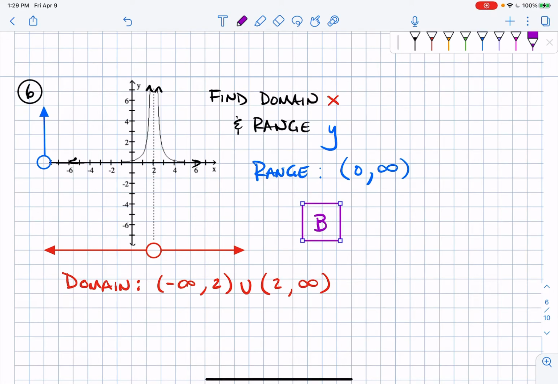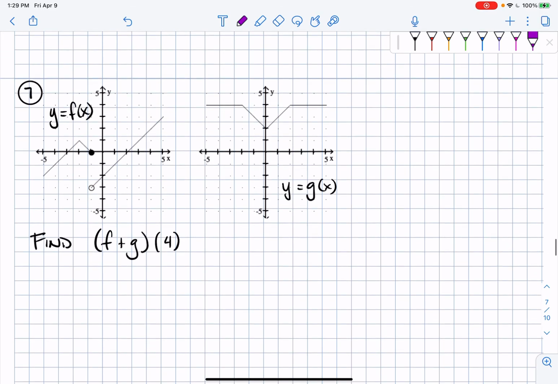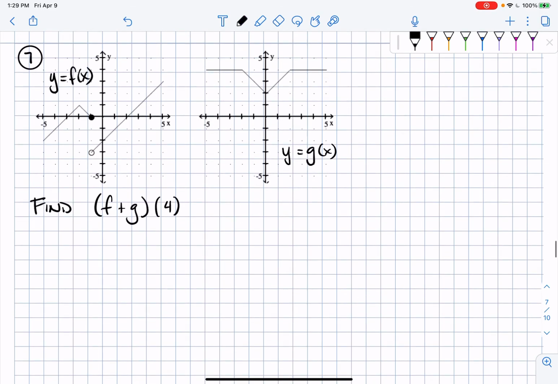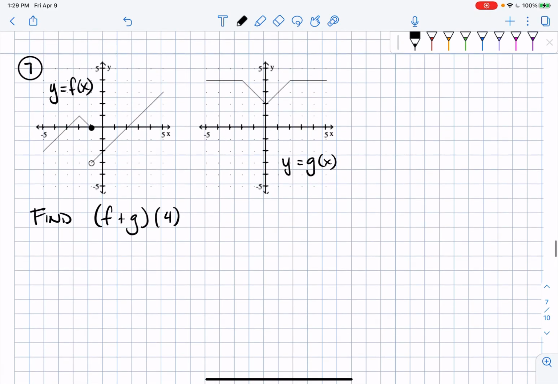There we go. All right. On to number 7. Okay, so another way to write this, so this is adding. So this is going to say find f of 4, find g of 4, and then add them together. All right? So the 4 is my x value, okay? So why don't I do it this way? Maybe this will help.